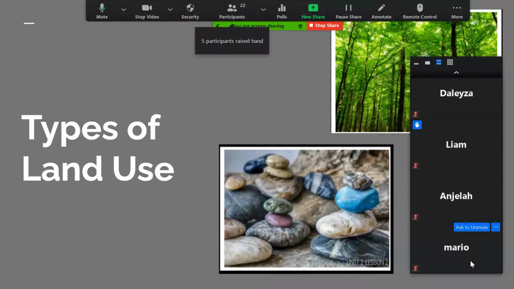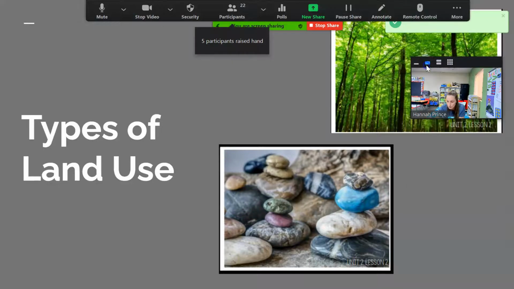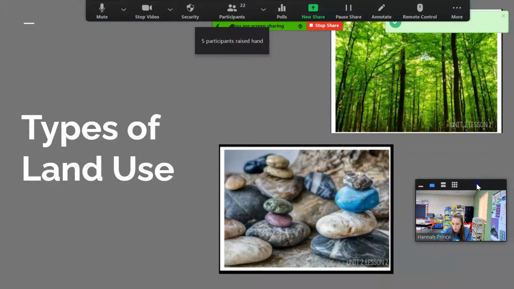Mario, can you unmute? Mario, can you hear me? Yeah. Okay, Mario, can you give me another reason why we need these trees? Why is it so important that we have these trees?